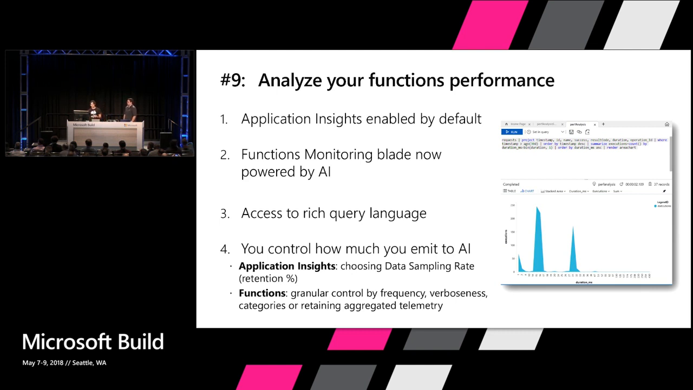So because of that, now when you create a function app, right at the bottom of that create screen, you have a little toggle. Now we set that to on. So when you're creating a function app, App Insights is created by default for you. So you don't have to configure that later. And let me show you that in action. Let me just make this comment first.